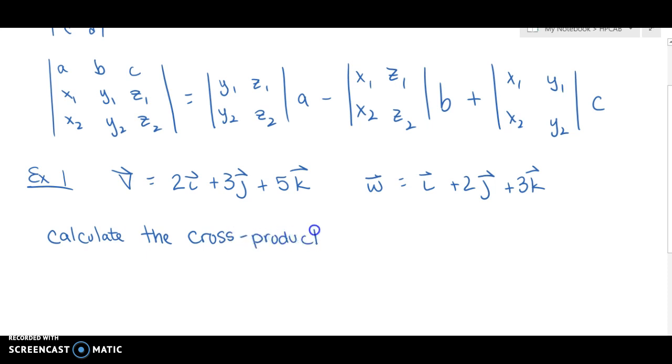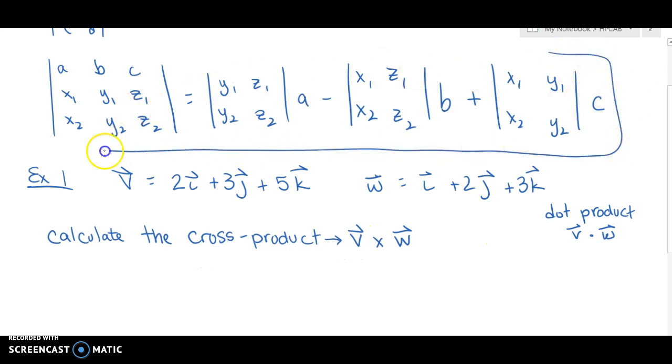When we talked about dot product, remember it looked like this: you did V, and then there was a dot, and then W. Cross product is going to look like this: you're going to have V, and it kind of looks like an old time sign or an X. So this is cross product. That's the difference between dot product and cross product. Cross product, what we're going to be doing is essentially this thing up here.